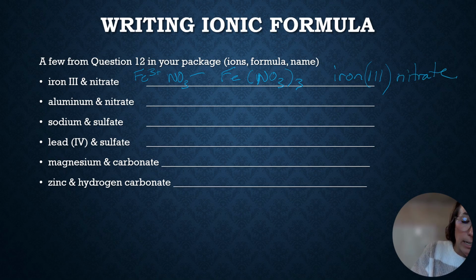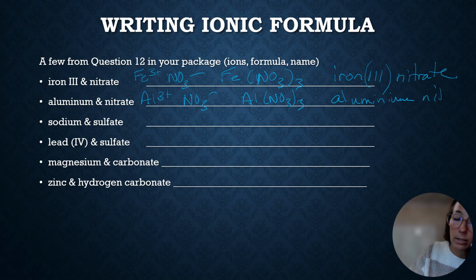Okay, what about aluminum and nitrate? Looking up on your periodic table, aluminum is a 3+, nitrate is the same as we just finished with. Again, I have to have 3 nitrates for 1 aluminum. And again, I need to put brackets around that. And then the name here, aluminum nitrate. I do not need a Roman numeral, because there's only 1 charge for aluminum. It's always 3+.